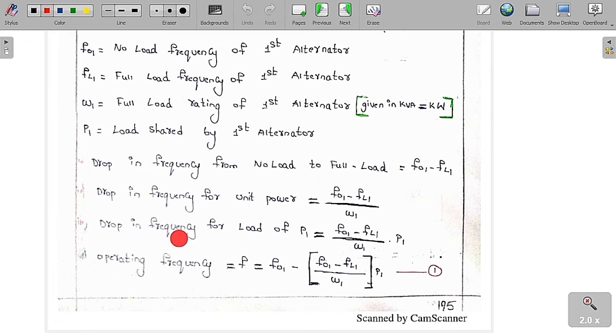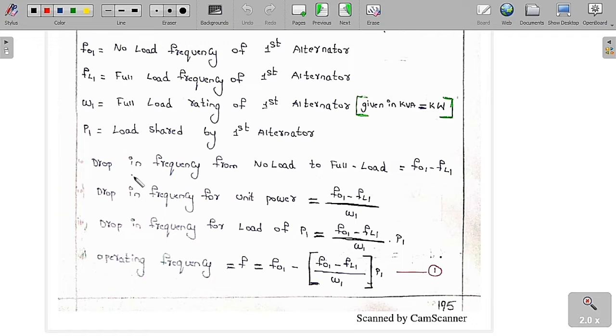Similarly, the drop in frequency for a load of P1. You just have to multiply by P1. Therefore, it is (F01 minus FL1) by W1 into P1. The operating frequency: if you want to find the operating frequency, then F is equal to F01 minus this previous value. So F is equal to F01 minus the above value, and you are going to get the operating frequency.